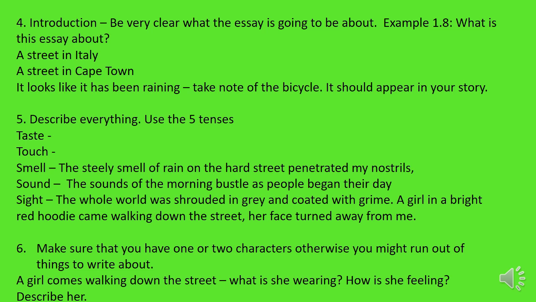Take note of the bicycle. It should appear in your story. Don't leave out the bicycle. They will check and see whether you have included all the elements of the picture.